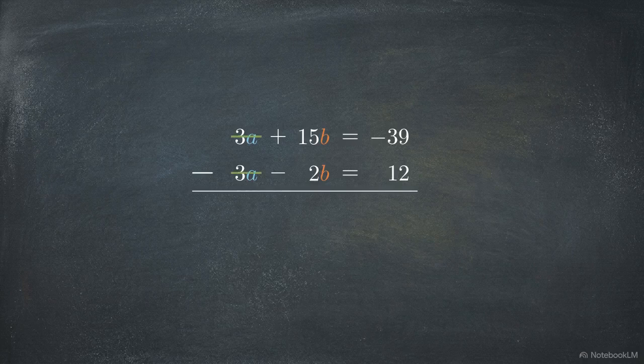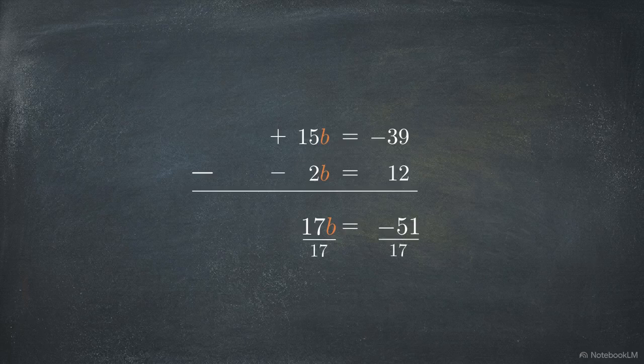Now that our a terms match perfectly, we stack our new equation over the original first equation and subtract. 3a minus 3a is 0, so the a drops out entirely. Next, we take 15b and subtract negative 2b. Subtracting a negative number instantly flips into an addition operation, so 15b plus 2b gives us 17b. On the right side, negative 39 minus 12 equals negative 51. We divide both sides by 17 and we isolate our first variable, b equals negative 3.